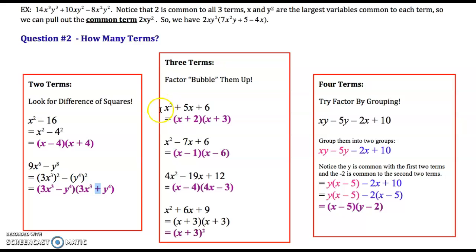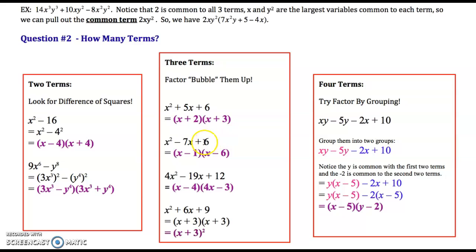If I have no coefficient out front, just a 1 here, then the easiest thing for me to do is put whatever variable this is. In this case, it's an x. So since it's x squared, I put an x out front here, and I put an x out front there. And then I'm looking for 2 numbers that multiply to 6 and add to 5. And that would be a plus 2 and a plus 3.